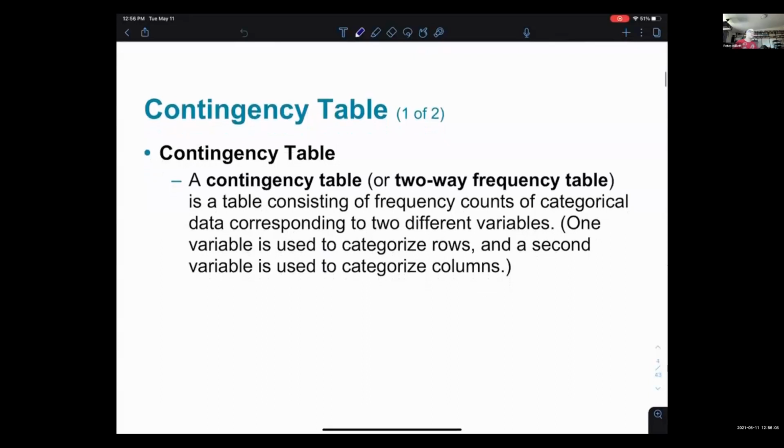All right, so let's look more closely at the idea of a contingency table. A contingency table, or two-way frequency table, is a table consisting of frequency counts of categorical data. Categorical meaning just like yes or no, male, female, favorite color, corresponding to 2 different variables. One variable is used to categorize rows, and a second is used to categorize columns.